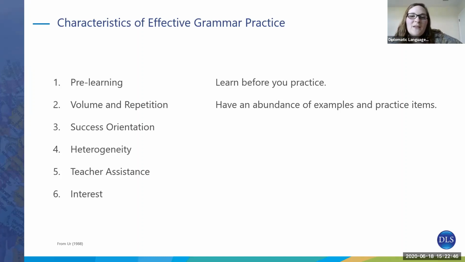Okay, number 3 is success orientation. And what that means is that the activities that you give the students help them to be successful. Why is this important? Grammar isn't every student's favorite subject. It's not their favorite part of language. And if they feel that they're failing in grammar practice activities, then their motivation is going to go down even further. So you want to have activities that have a lot of opportunity for the students to succeed, that they can feel like they're doing something right.